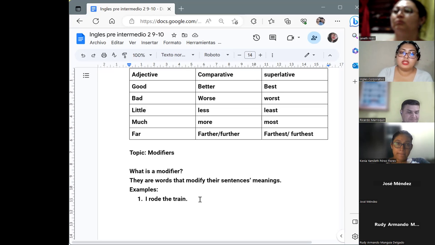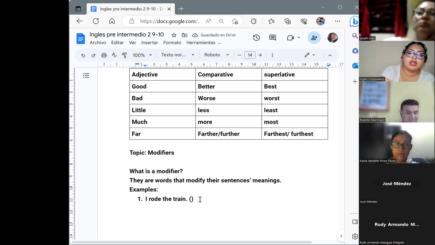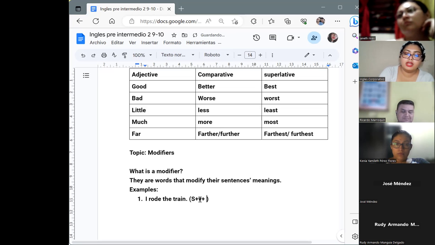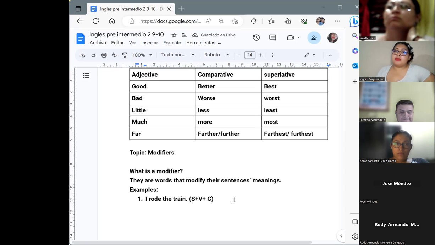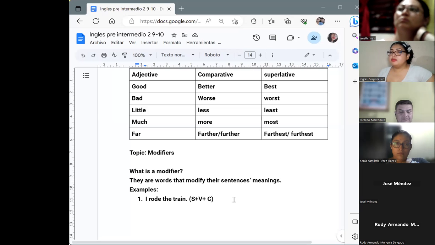¿Por qué? Porque yo estoy siguiendo una estructura. Mi estructura está compuesta del subject, del verb, and in this case, the verb and the complement. Sujeto, verbo y complemento. That is the structure that I am using in this statement. It's a very simple statement. It ends in a positive way. Es una oración positiva, muy simple, que está en qué tiempo? Pasado. I rode the train.